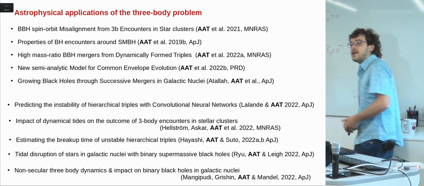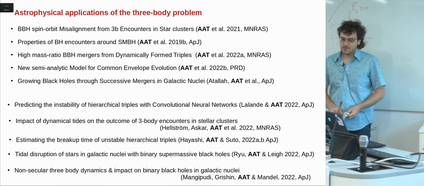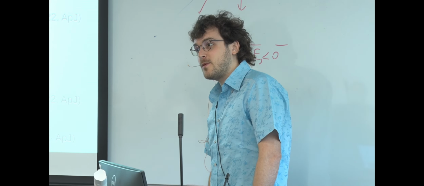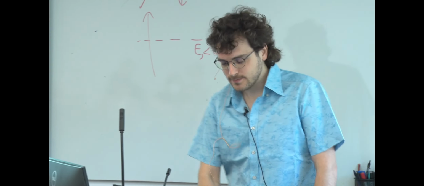I'm happy to take any questions. How can your machine learning be predictive if it is chaotic?